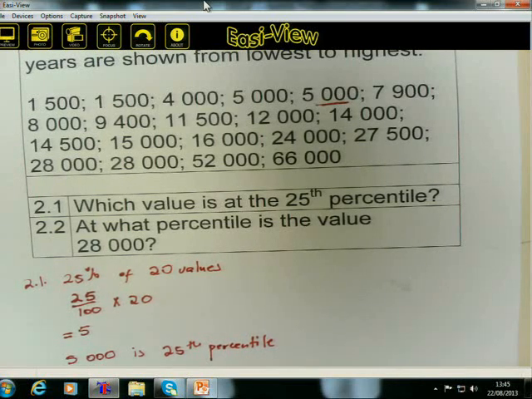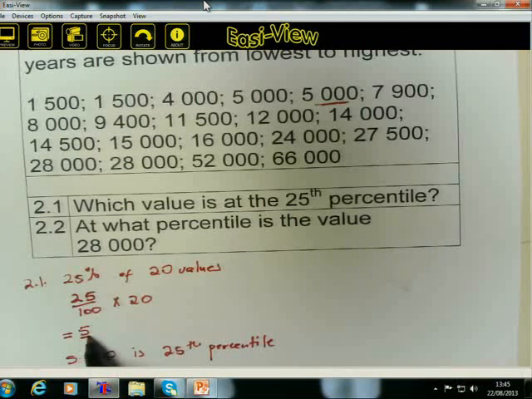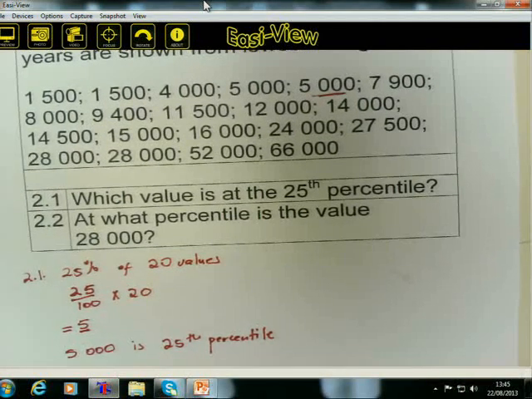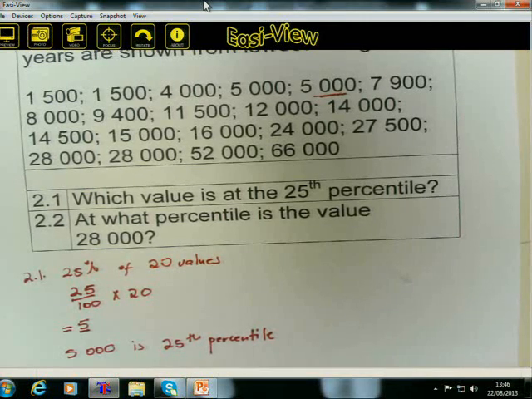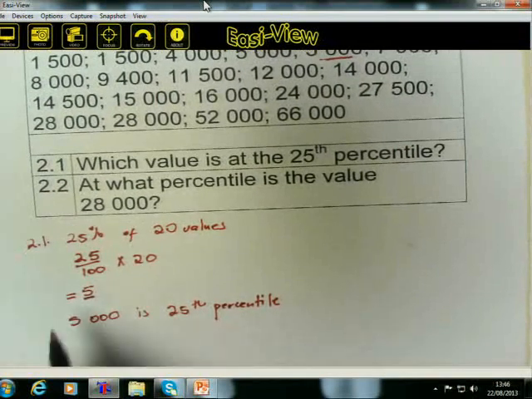Okay, grade 12s. Remember, when you calculate that, you are only looking for the position. So we find that the value at the 25th percentile is in position 5 in our data set, and we go back to our data set and find out which value is that. Going back, the fifth value in our data set is 5,000, meaning that 5,000 is at the 25th percentile. Okay? Now, let's look at 2.2.